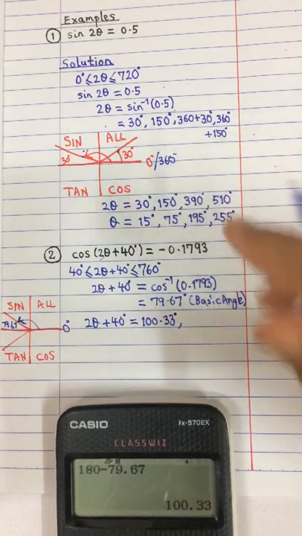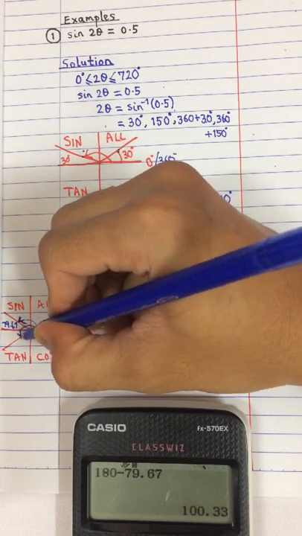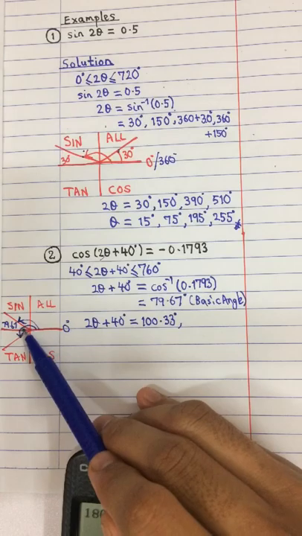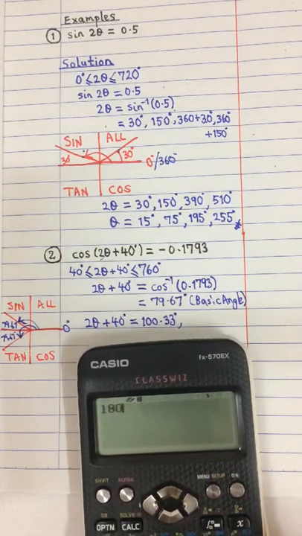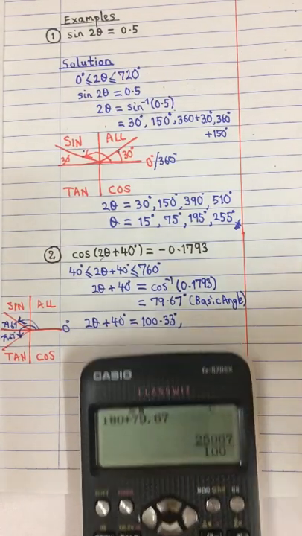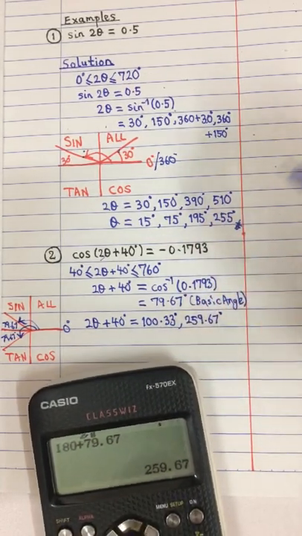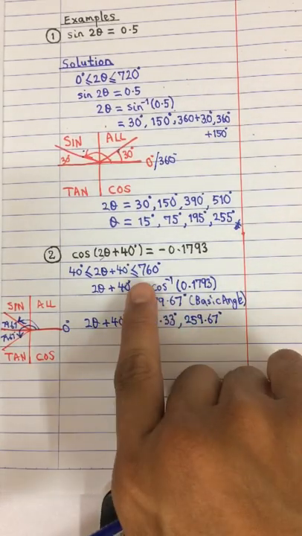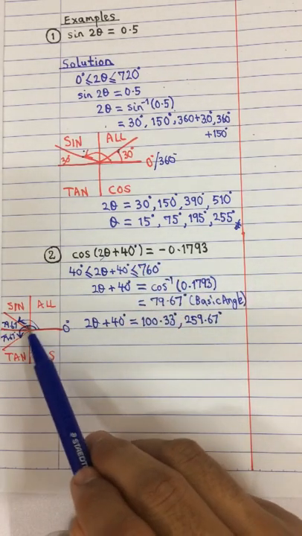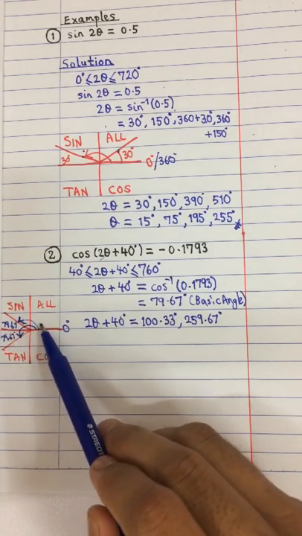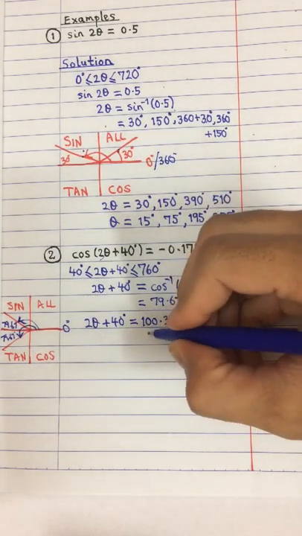Which is 100.33 degrees. The second angle you have to measure from here until this. This is 180 and this is 79.67 as well. So we just add 180 plus 79.67, which gives you 259.67 degrees. Like I said before, you have to look at your range, because 760 is 2 cycles. These 2 values are only from the first cycle. So you got to go another round, and you have to plus 360.